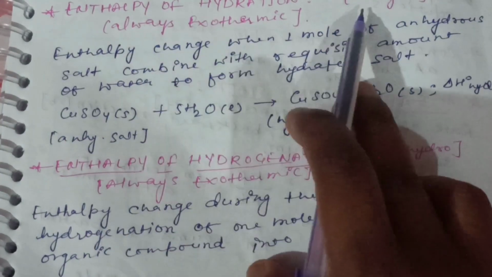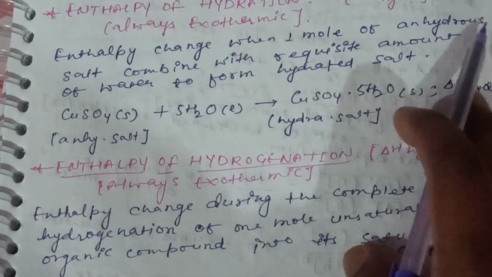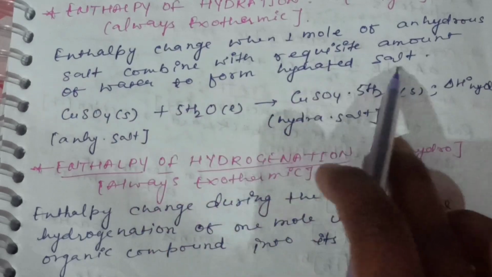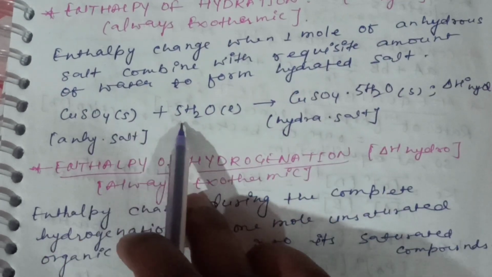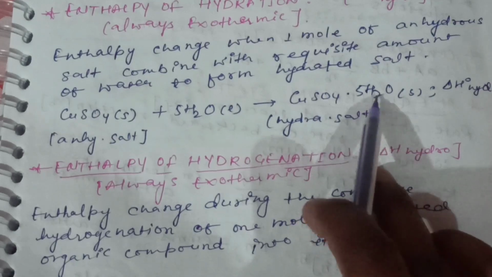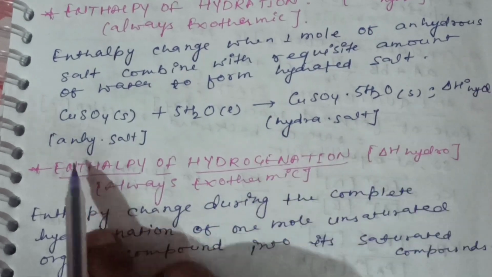Enthalpy of hydration, ΔH hydration, is always exothermic. It is the enthalpy change when 1 mole of anhydrous salt combines with the requisite amount of water to form a hydrated salt. CuSO4(s) plus 5H2O(l) combine to form CuSO4·5H2O(s), ΔH° hydration of the anhydrous salt and hydrated salt.